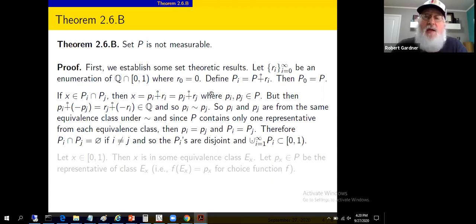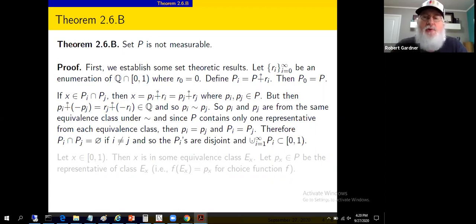X being in P sub j would be some other element of P, presumably p sub j, call it, circle plus r sub j. What does P sub j look like? P sub j is set P, circle plus r sub j, the jth rational number in that enumeration. So if x is in both of those sets, then it can be written in both of these forms, where the p sub i's and the p sub j's are some numbers from set P. Which ones? Well, I don't even know what's in set P very well, so that's not a very useful thing to inquire. They're elements of set P.